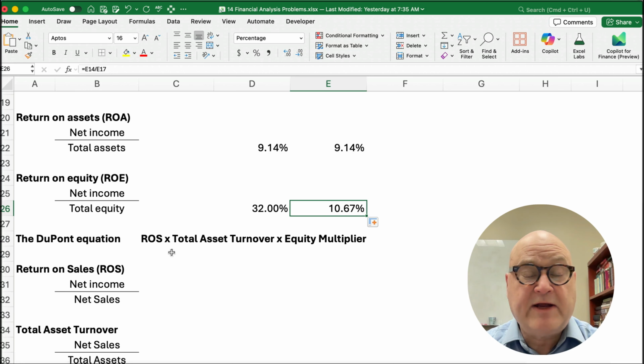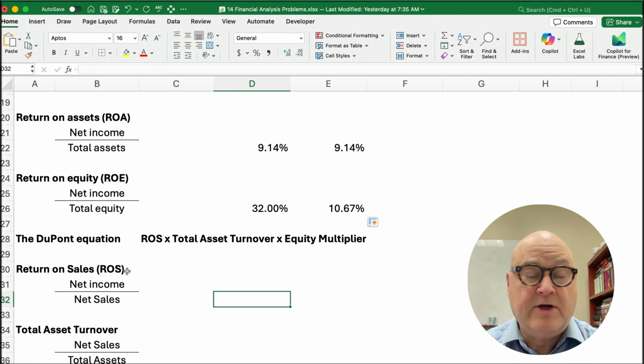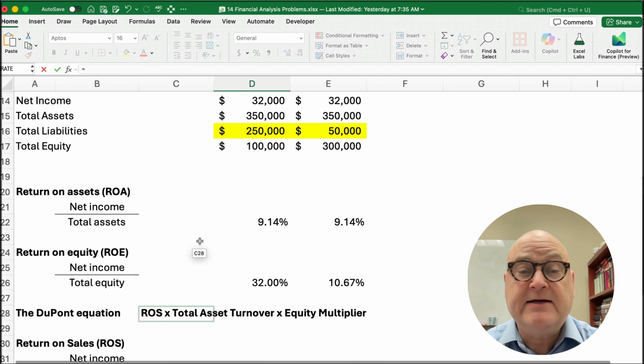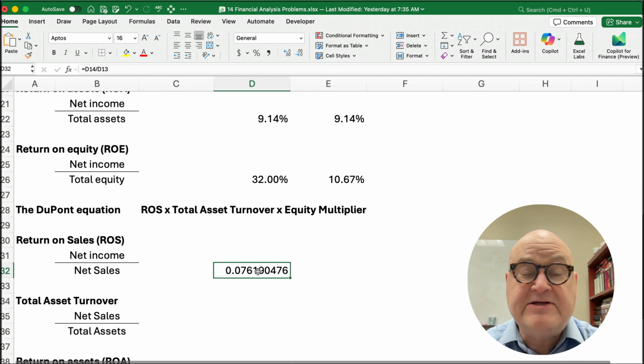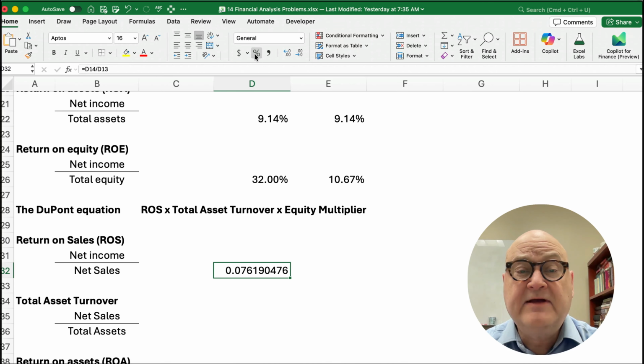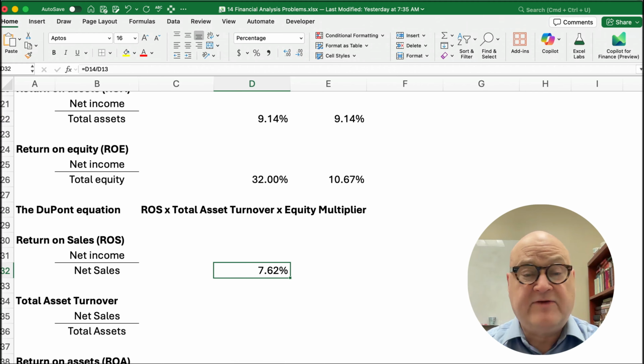So for DuPont, we need to break it up into return on sales times total asset turnover times equity multiplier. So here, we're going to do return on sales. Return on sales is also called net profit margin. So it's going to be the net income divided by our net sales. This is how profitable we are for each dollar. I need to make this a percent with 2 decimals, so 7.62. For every dollar in sales, we're making about 7.5 cents net income. So that's our return on sales or net profit margin.